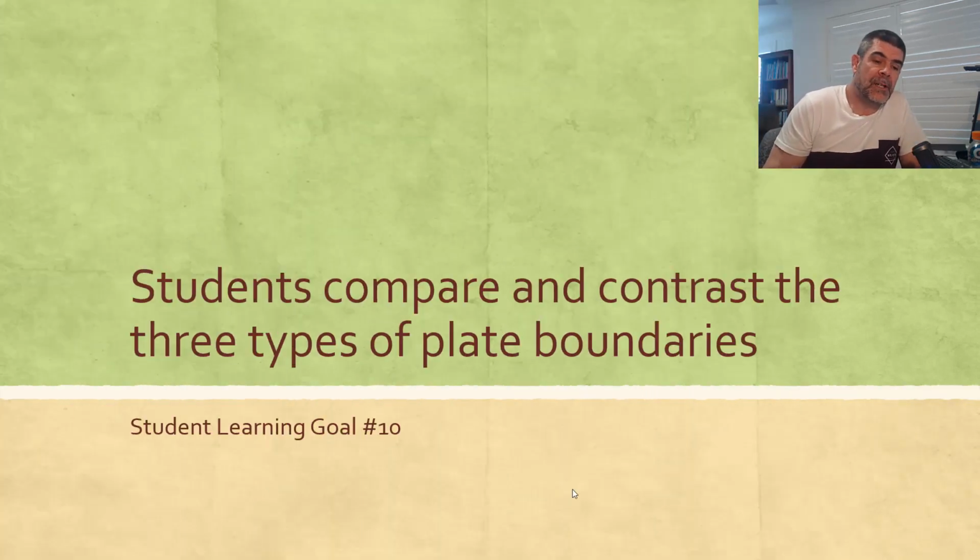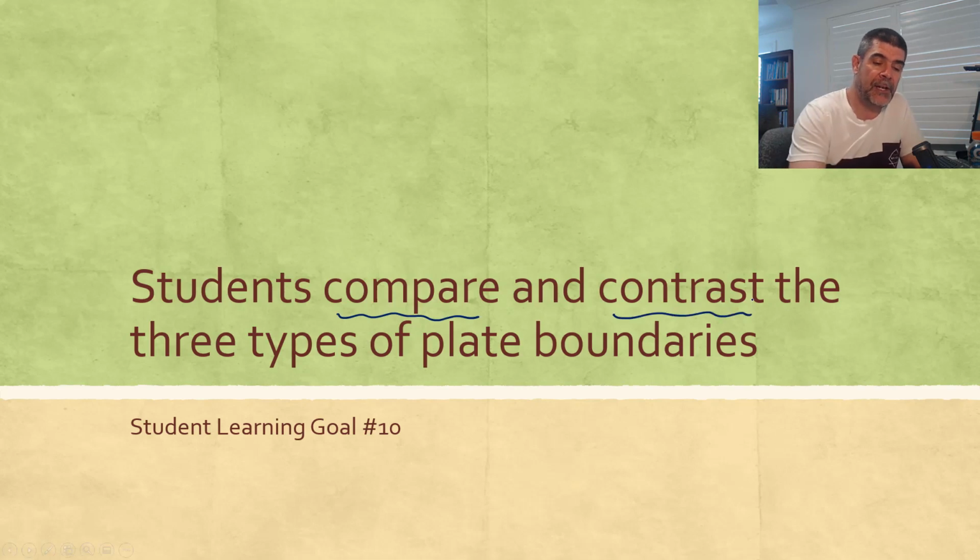What we need to do is to compare and contrast the three types of plate boundaries. Now whenever you see words like compare and contrast, think about tabulating. When you put things in a table, it makes it very easy to compare them in terms of what is similar and what is different, and it also makes it easier to remember those differences when you have to recall them at a later stage.